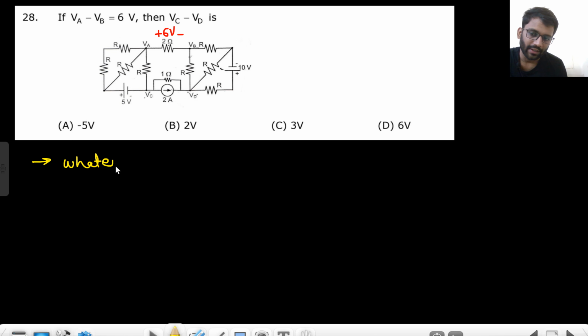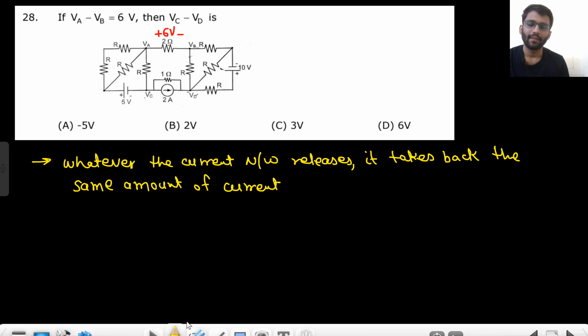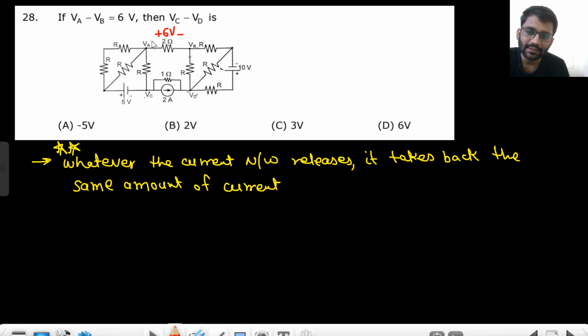So there is one concept. Whatever the current the network releases, it takes back the same amount of current. Okay, this is a very important point. You need to remember it. So if this 2 ohm resistance is having 6 volt voltage drop, VA minus VB is 6 volt, so what is the current here?